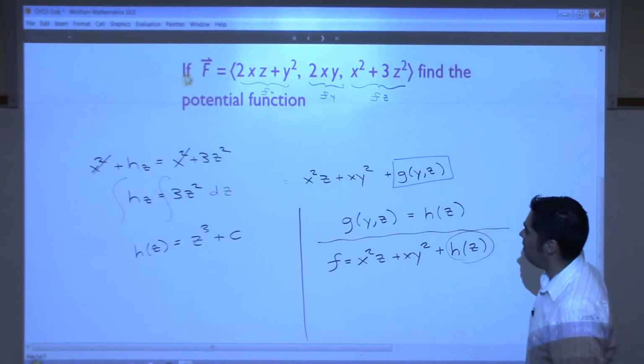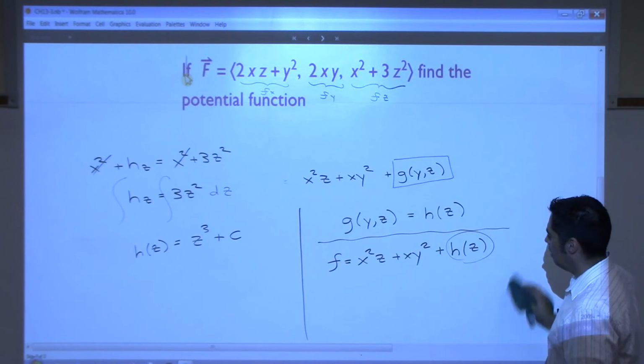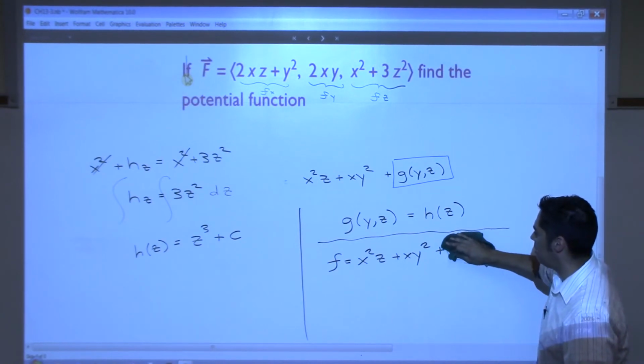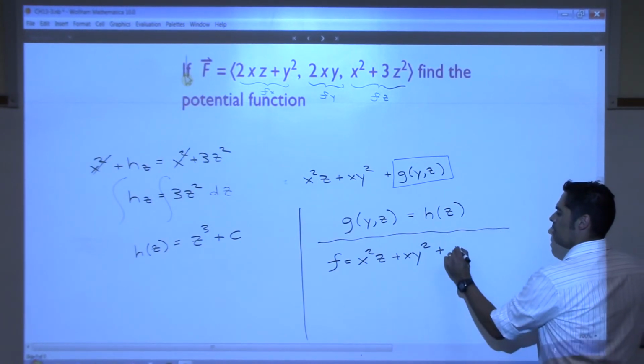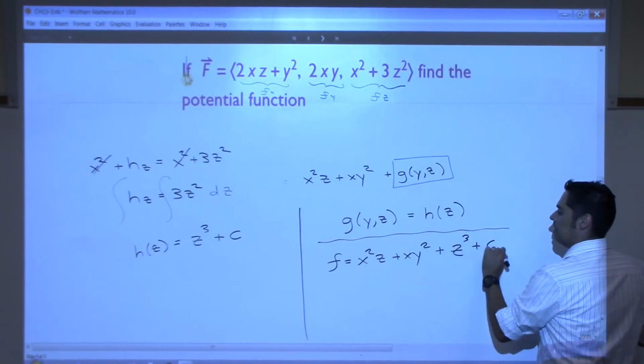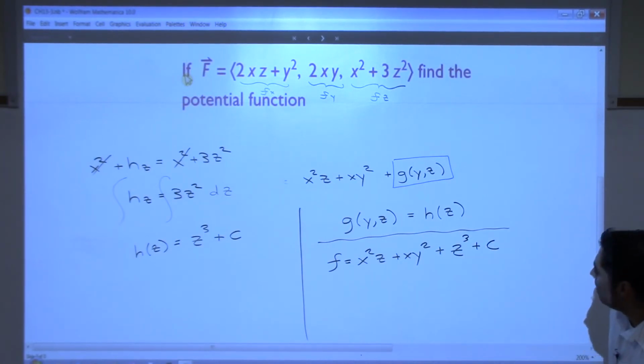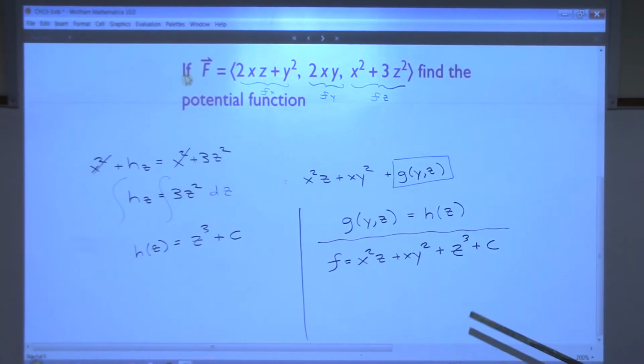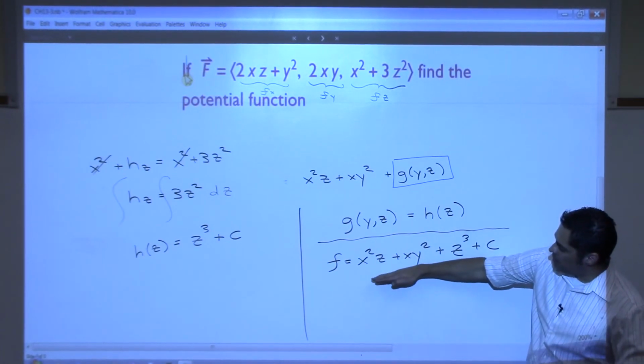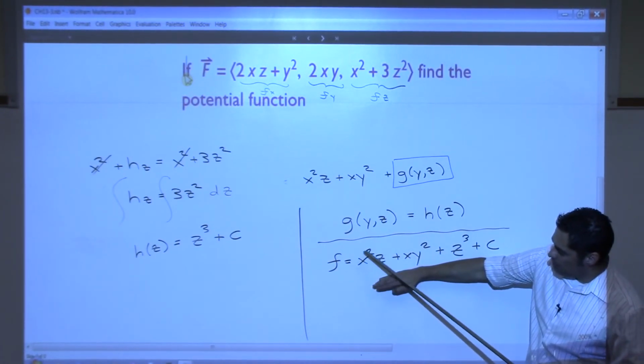Okay, so are we ready for our final answer? This is where we were, right? And that h of z is going to be replaced with z cubed plus c. And what did I say the good thing about this is? When you're done, you can check your answer. So take the derivative. Let's do it quickly. What's the derivative of this with respect to x?